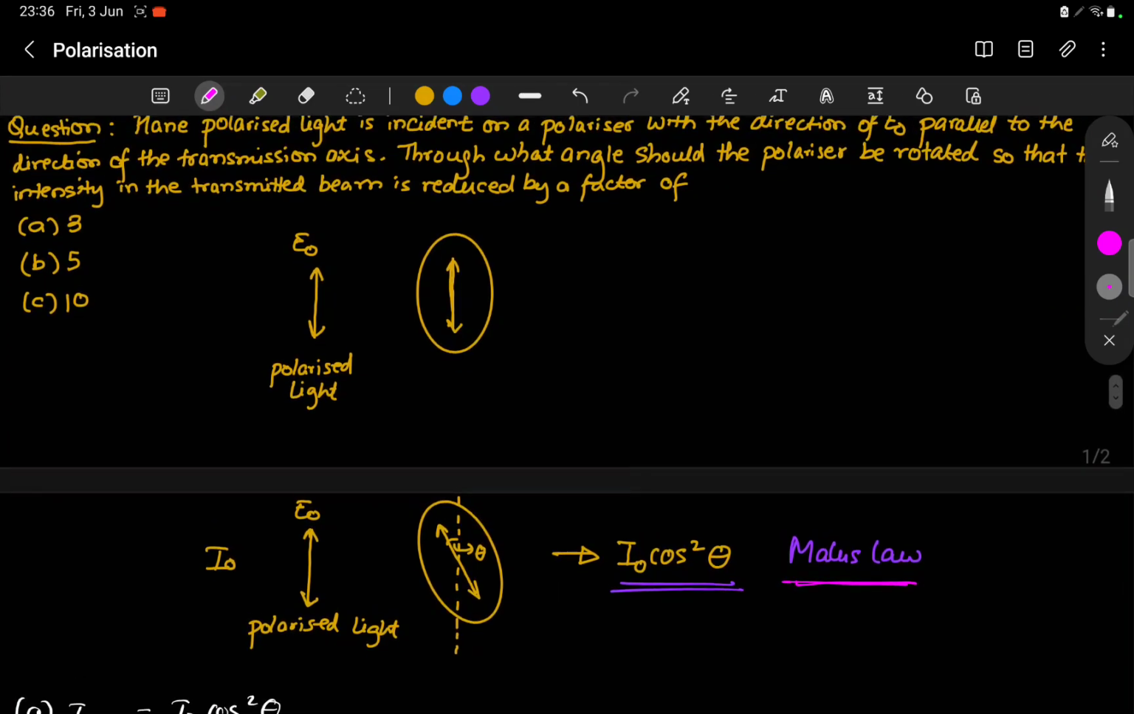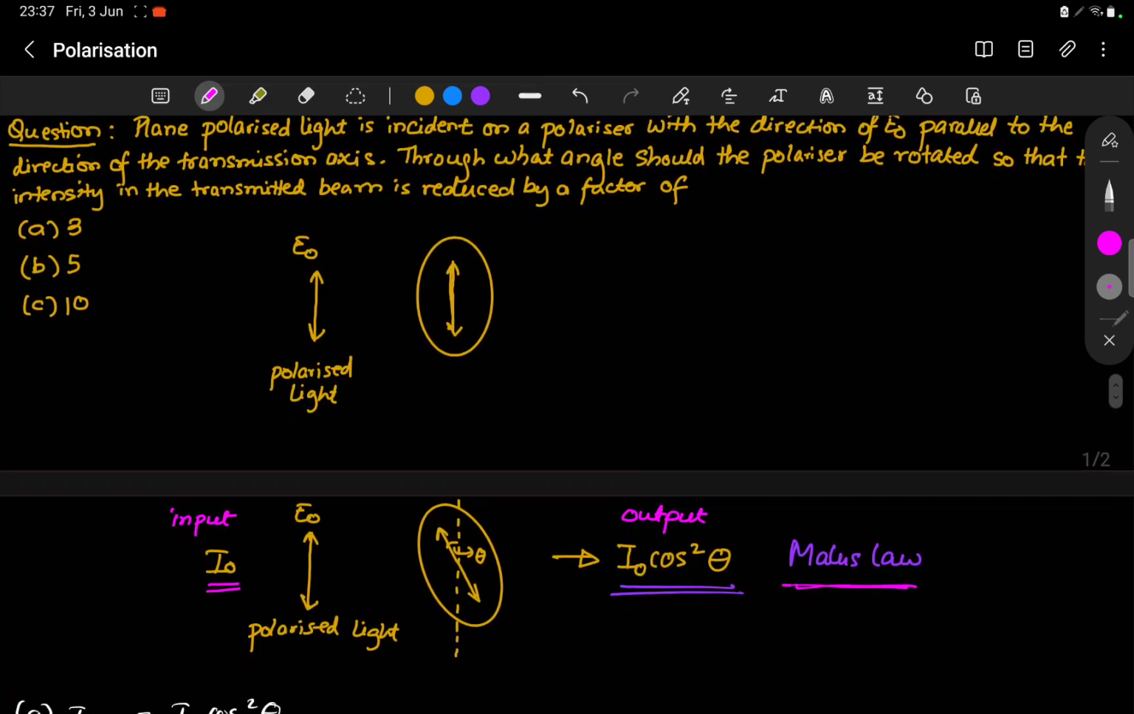So just to repeat, Malus law gives us the output intensity after a polarizer is placed, given that in input we have a polarized light. So this is input polarized light with intensity I naught, and this is the output after the polarizer, and this is the output intensity, which is I naught cos squared theta, theta being the angle between the transmission axis of the polarizer and the input polarization direction. So this solves the question.